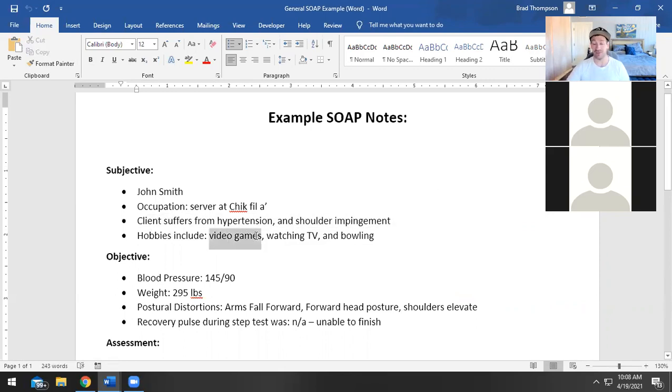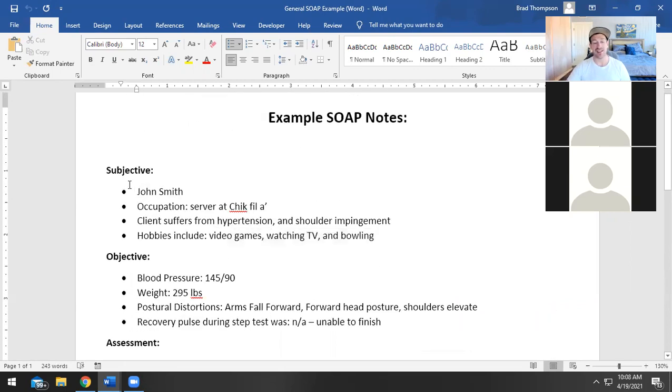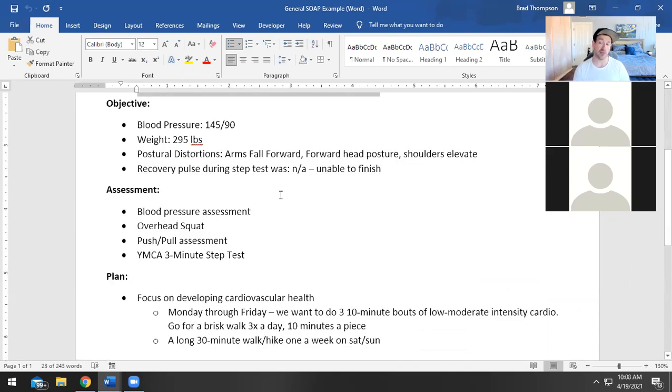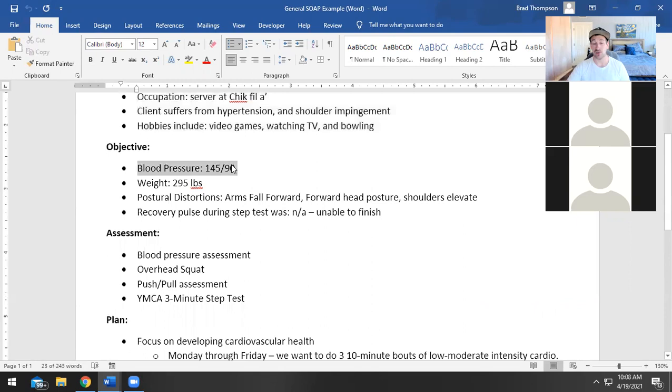Their hobbies include playing video games, watching TV, and bowling. All right, bowling is a little active, right? So that's not bad. Like we said, that is all the subjective pieces of information. Now we've got to get our objective piece of what's the measurable assessment stuff, right? Their blood pressure is 145/90, so that is high blood pressure. Their body weight is 295 pounds. So we are going to look for measurable improvements in body weight and blood pressure.